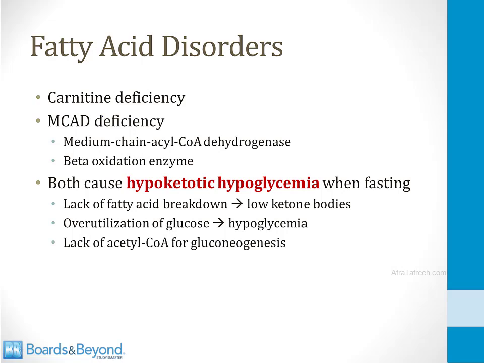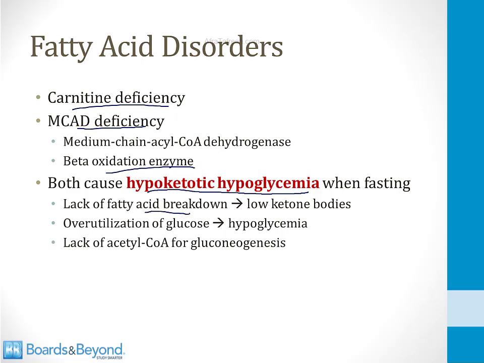So the two key fatty acid disorders that you should know are a carnitine deficiency and an MCAD deficiency. MCAD stands for medium chain acyl-CoA dehydrogenase. It is a beta oxidation enzyme, and when it is deficient, beta oxidation does not occur normally. Both of these disorders cause hypoketotic hypoglycemia. This is a very unusual finding. When there is hypoglycemia, there should be high levels of ketone bodies, but that does not occur when there is a problem with fatty acid metabolism.